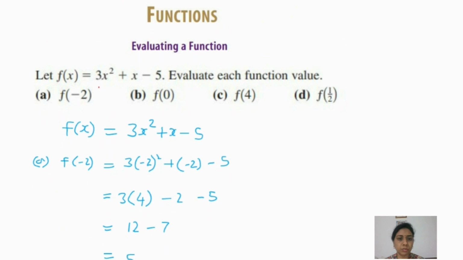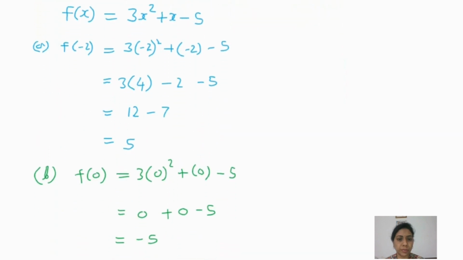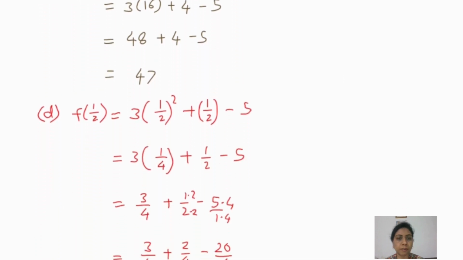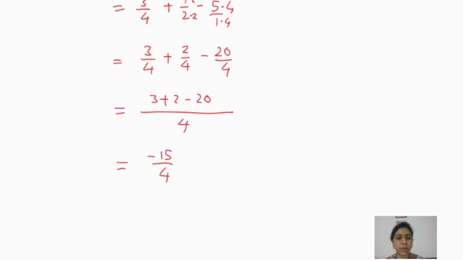So f(-2) value is 5, f(0) is minus 5, f(4) is 47, and f(1/2) is minus 15/4.